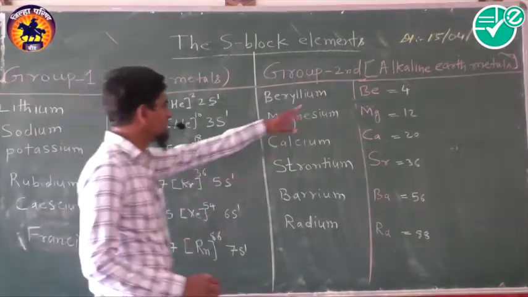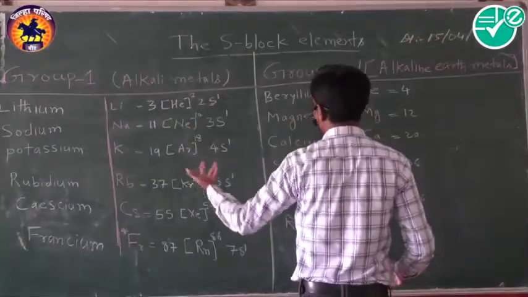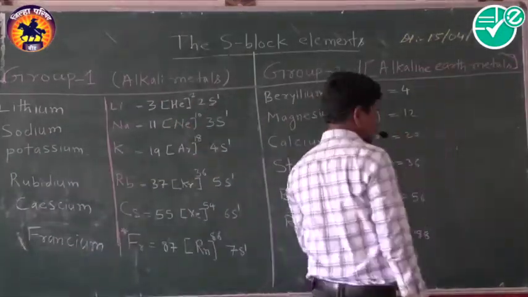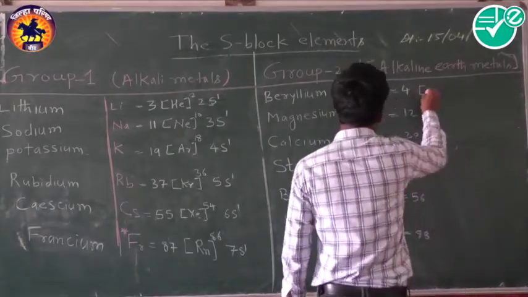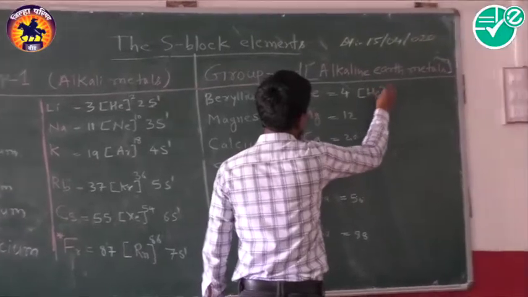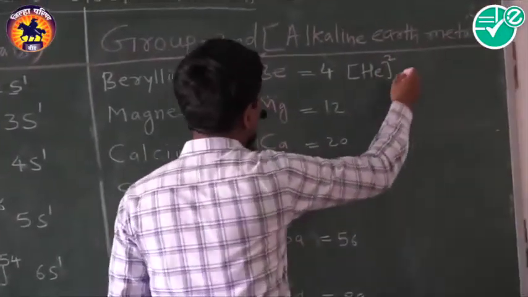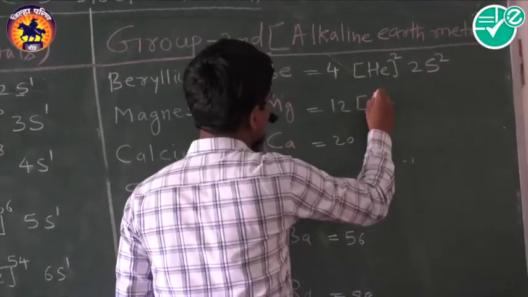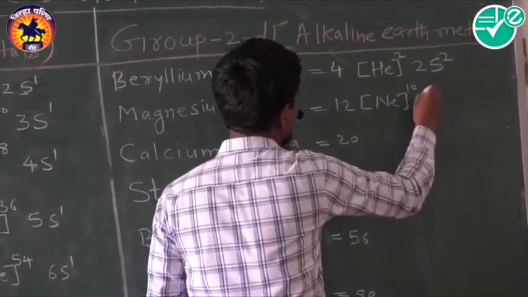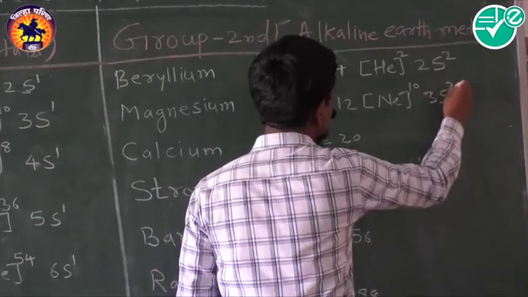Now come towards here. Again, the noble gases will be the same, no doubt. You remember everything in the s block, p block, and also the d block. So come here. Helium, atomic number 2, but here 2s2. In this case, neon, 10, 3s2.